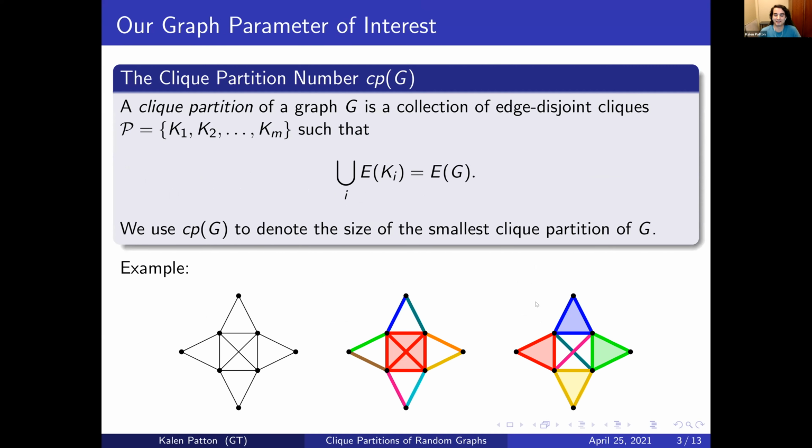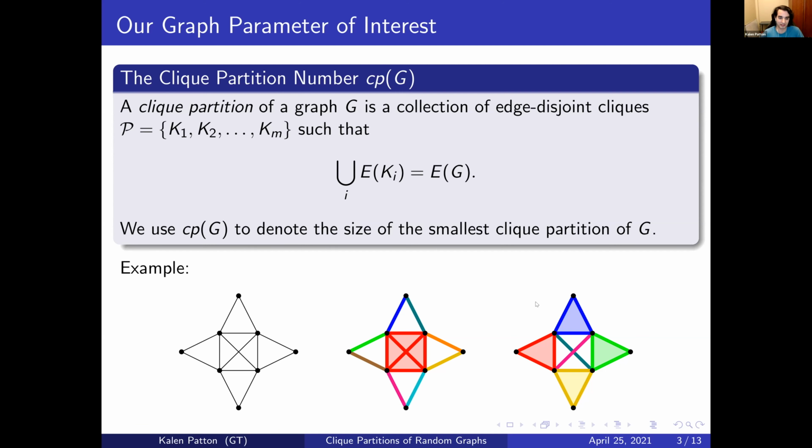Okay, and then the graph parameter that we're going to be analyzing is the so-called clique partition number. A clique partition of a graph is a collection of cliques in the graph that partition the edge set. So in particular, we want a collection of cliques that cover every edge, but then also ensure that the cliques themselves are edge disjoint.